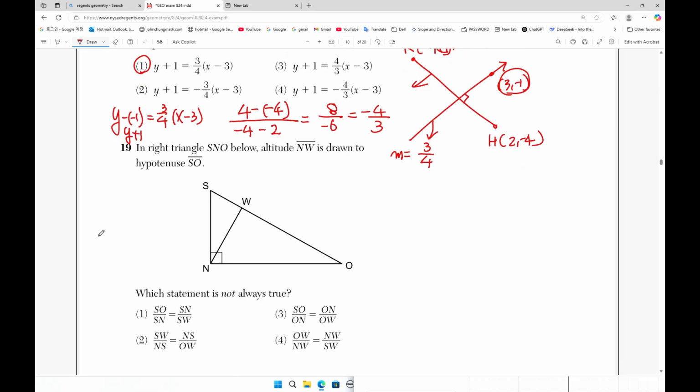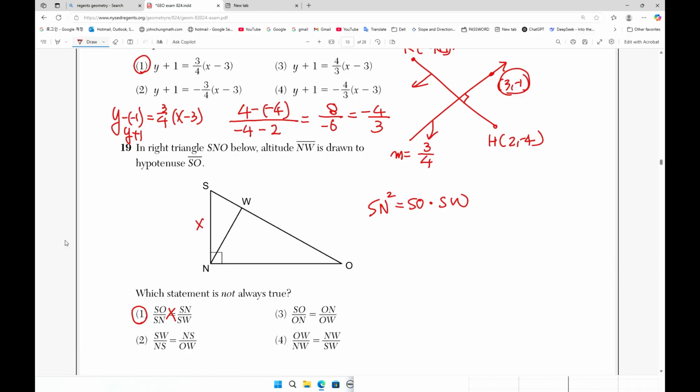Number 19, we already know the formula, right? Better way, try this one. Sn squared is what? So times SW. Sn squared is SW times SO, that's the formula, right? Then you already got the answer, okay? Just remember, memorize the formula. I'm going to give you the formula one more time.